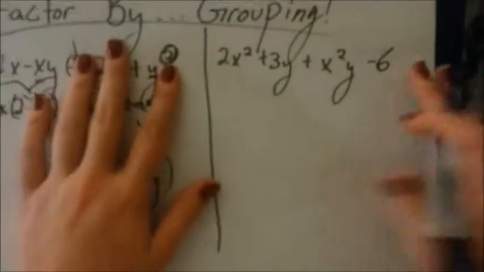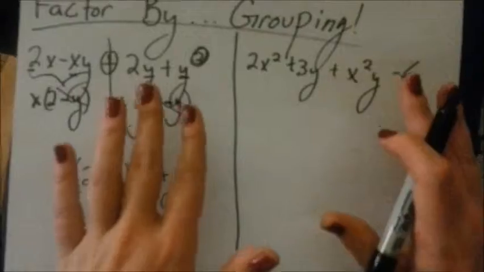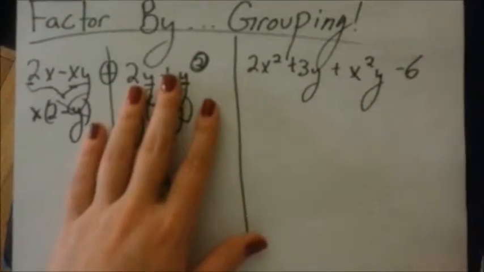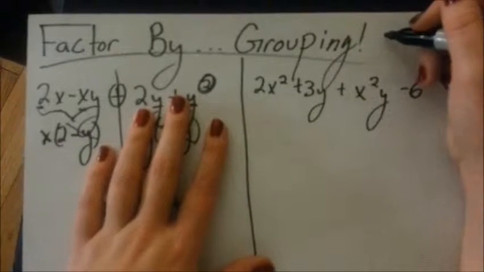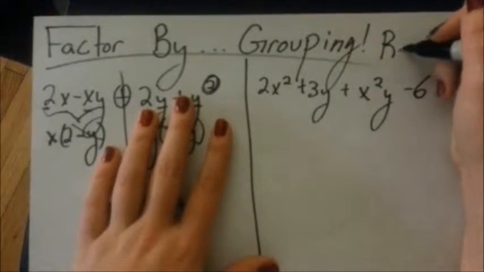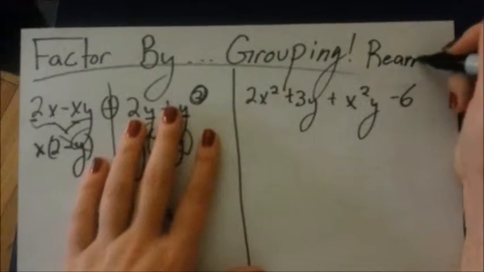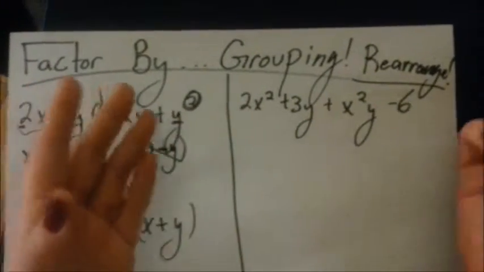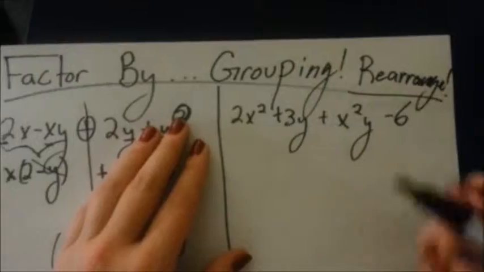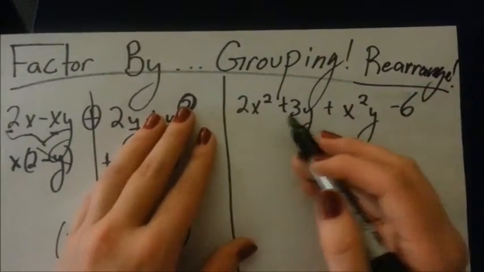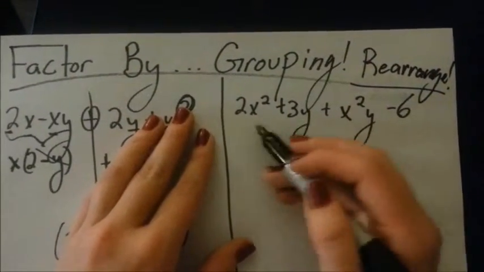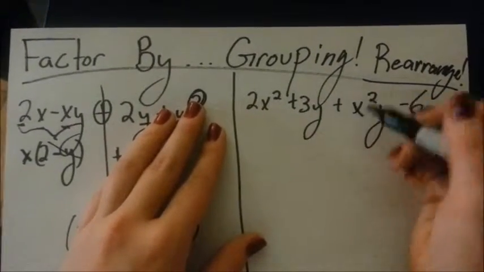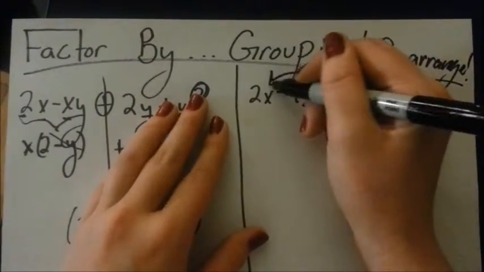Now, let's go on to this one. This one's a little bit different, but kind of the same. The only difference here is that you can, here's the secret, rearrange. If it doesn't work out to your benefit, then you can rearrange them. 2x squared plus 3y, they have nothing in common. But 2x squared and x squared y do. So you're going to take that over there.